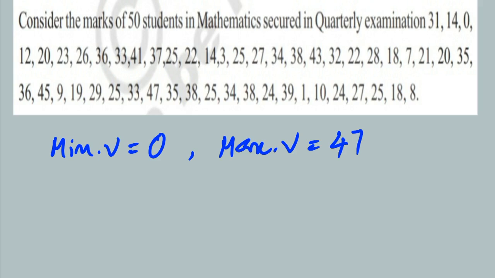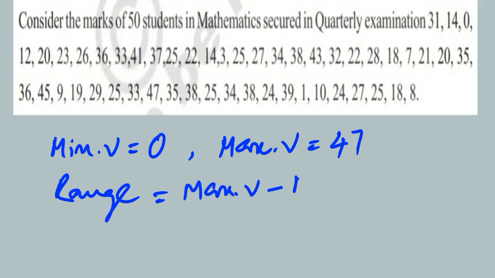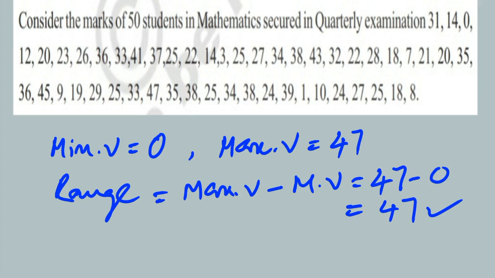And second thing, we have to find the range of the data. How can we find the range? Range means maximum value minus minimum value. If we subtract, that means 47 minus 0, that equals 47. That means the range of this data is 47. Yes, we got the range also.